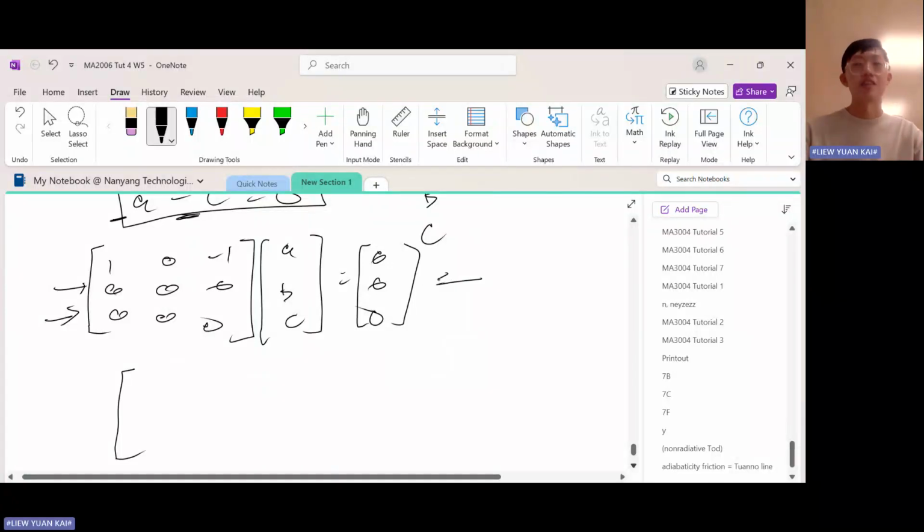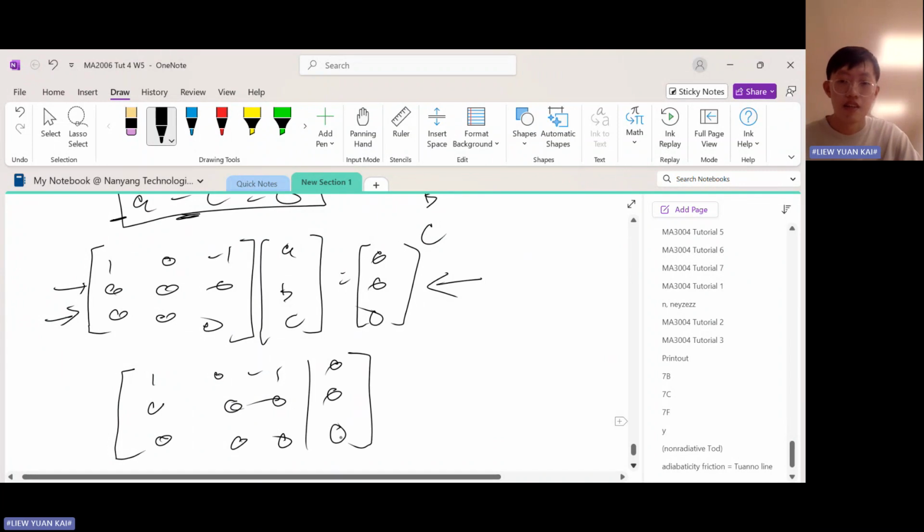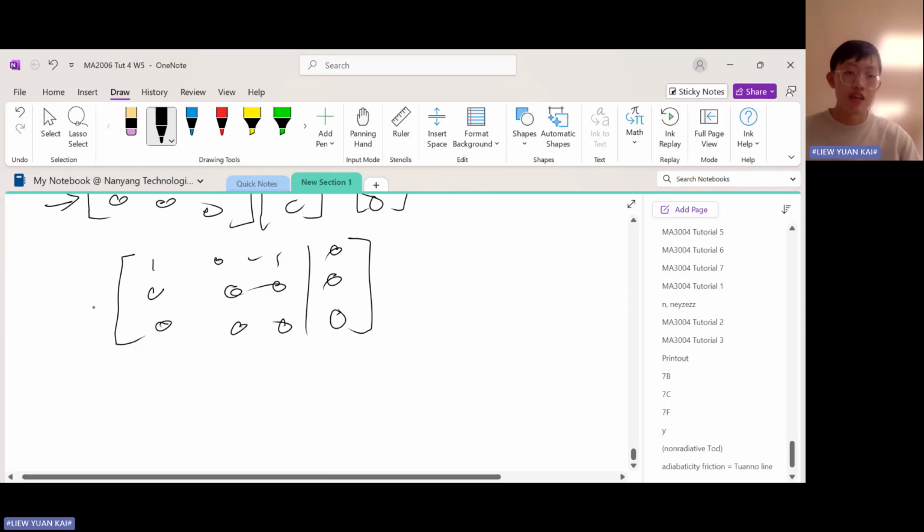This is a matrix equation. Following a matrix equation, we can write it in augmented matrix form. Maybe you just copy down this matrix, and then you copy down the constants. Now to solve this, you check whether it's an upper triangular matrix form. Yes, because all of these are 0. Then you solve from bottom to top.